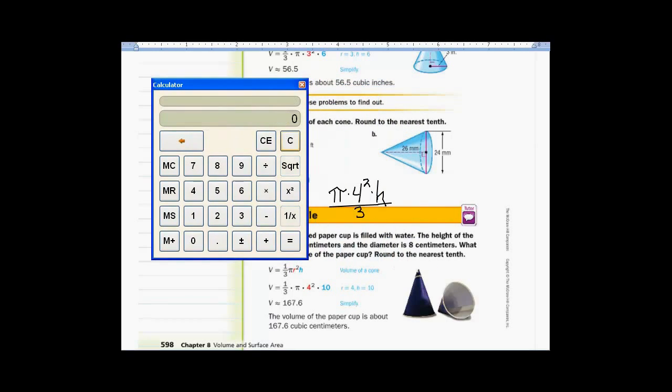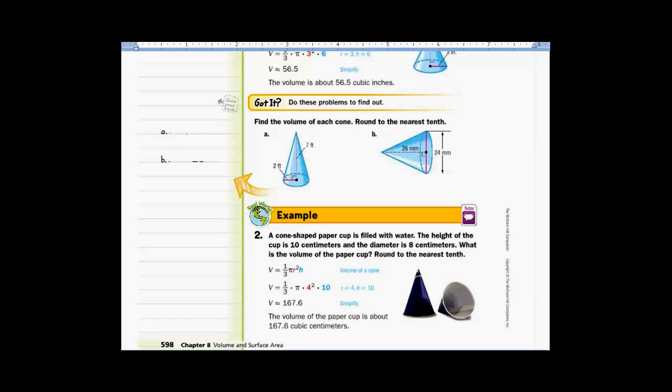So I'm looking at 3.14 times 4 times 4 times 10 divided by 3. 167.5 rounded off. They used pi as pi, so they got 167.6. Acceptable to me. Make sure you are putting cubic centimeters or centimeters cubed. Either way you want to do it at the end of that. Okay.